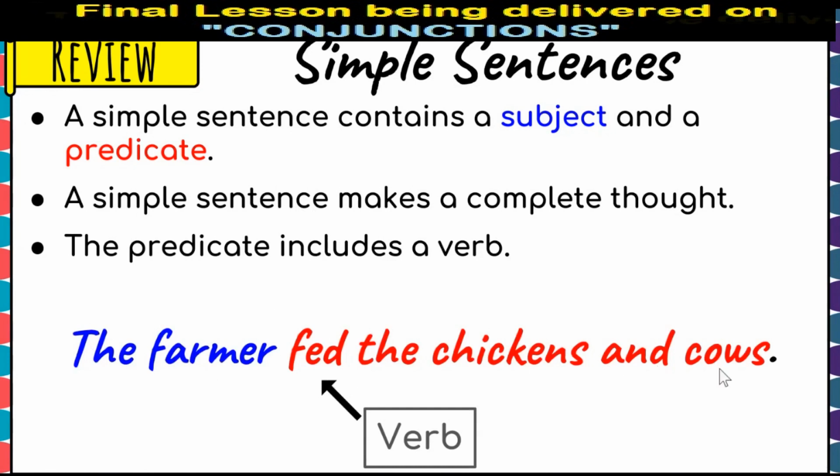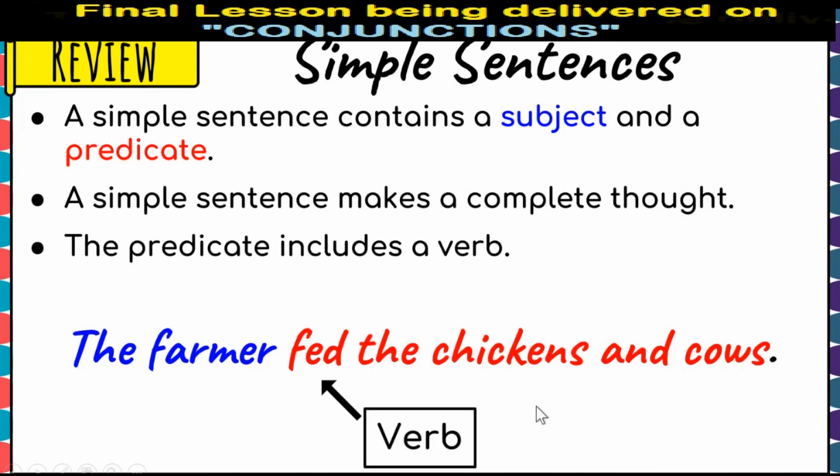And fed the chickens and cows is the predicate, because do you see there is a verb over here that says fed? So fed means there is some action happening. So the action is the word that discriminates between the subject and the predicate of a sentence. As chickens and cows are also nouns, but they are not the subject because they are being used after the verb, not before the verb.